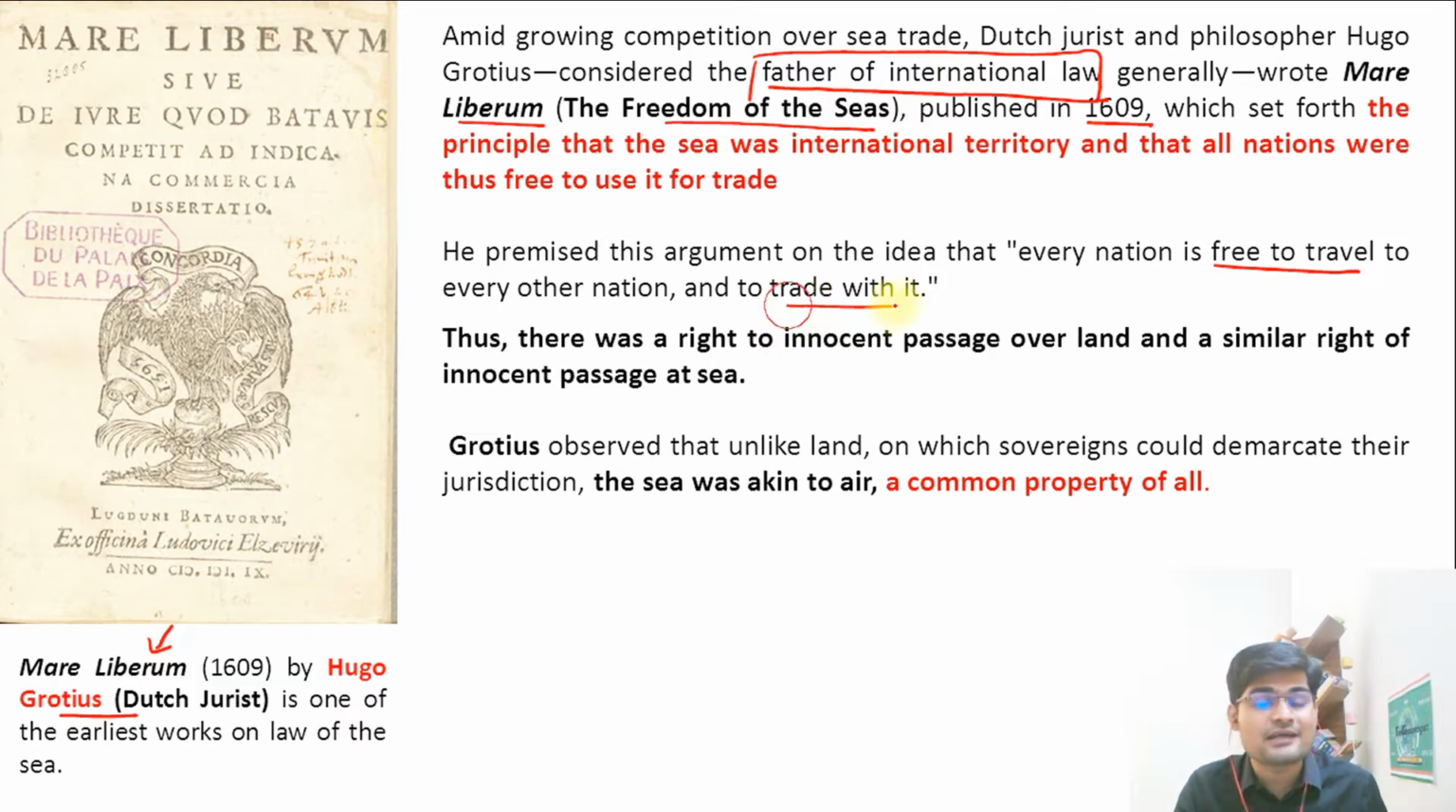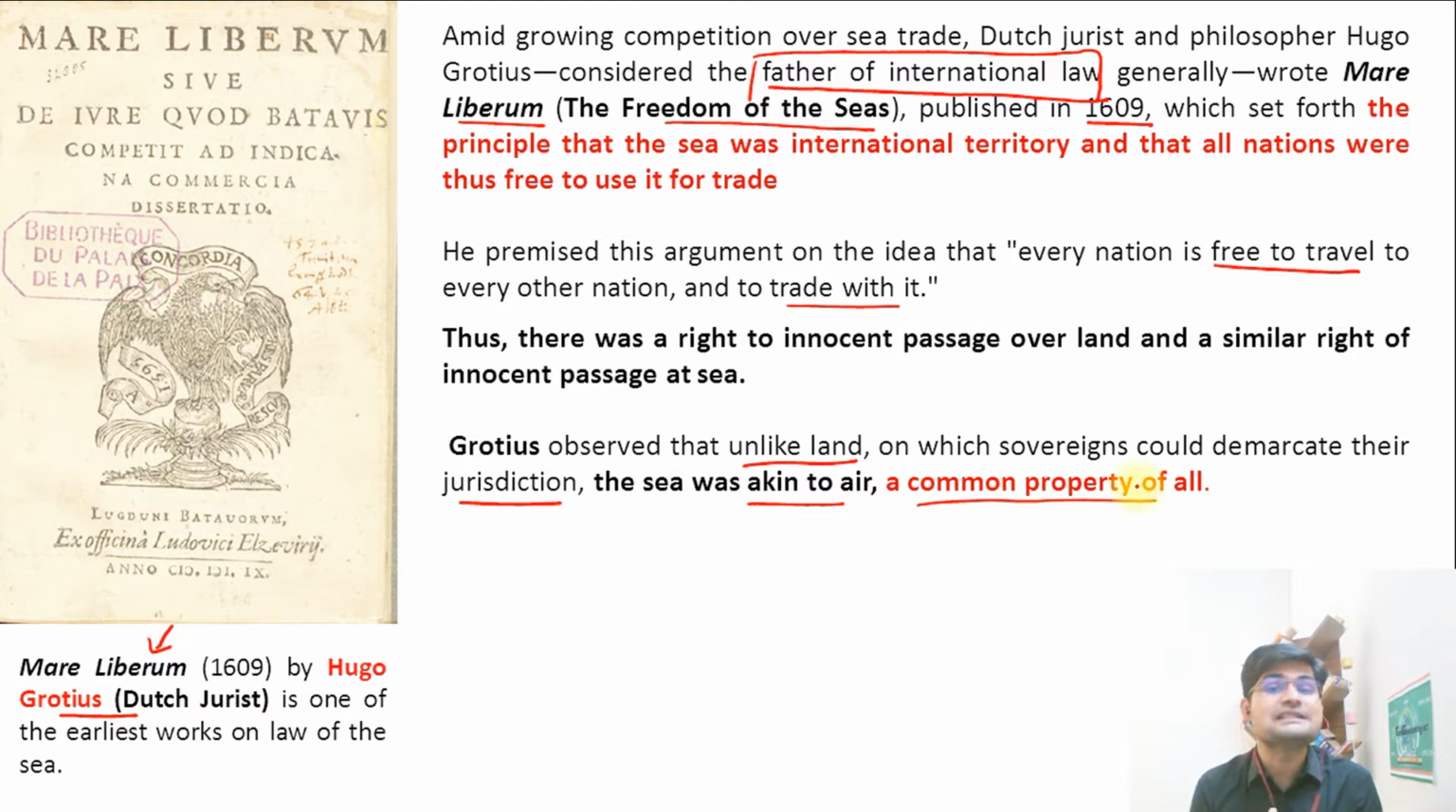That is trading rights, traveling rights. So this was an important point that was raised for the first time by this Dutch jurist. And Grotius also observed what? He observed that, not like it is on the land, sea has something which is different. Unlike land, on which sovereigns could demarcate their jurisdiction, sea was akin to air, like a common property to all.